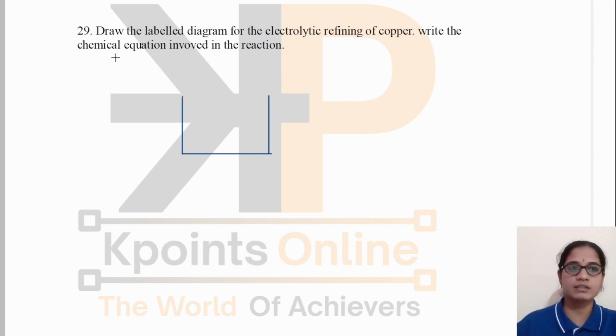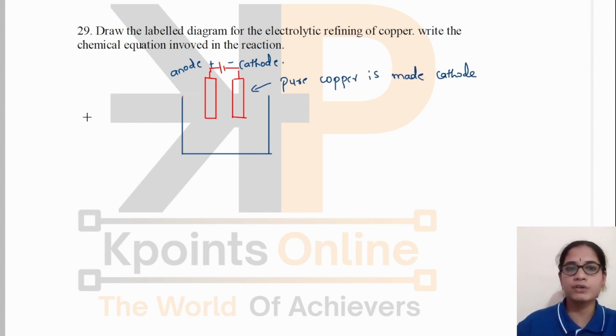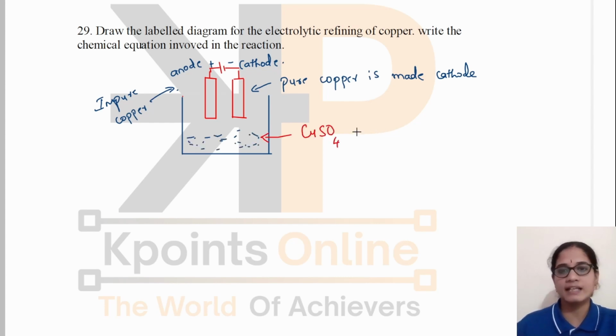We have taken a tank in which we have taken two electrodes, that is cathode and anode. This is anode and this is cathode. What we do here, we will take the pure copper as cathode. Pure copper is taken as cathode, and impure copper which is to be made pure is taken as anode. Impure copper is made anode here. And we will take the electrolyte solution. Copper sulfate is taken as an electrolyte.